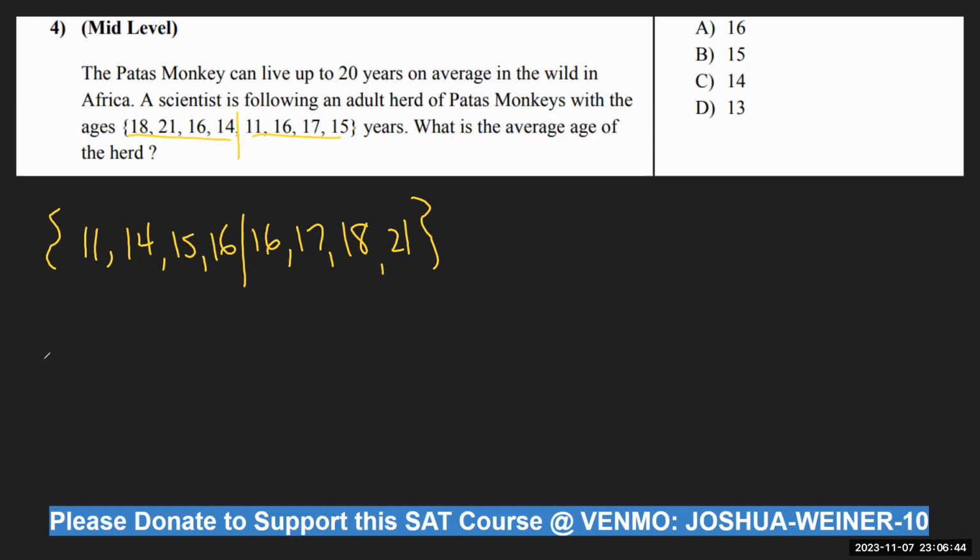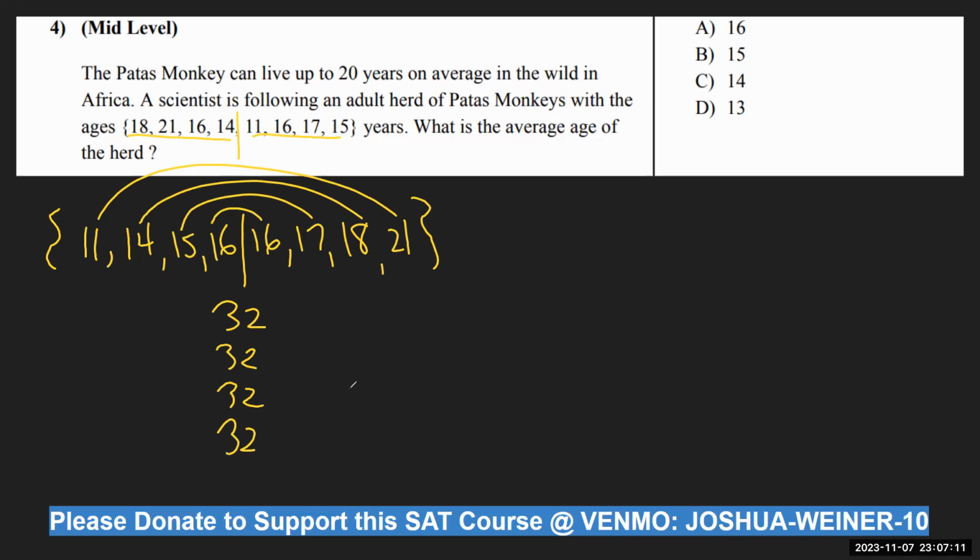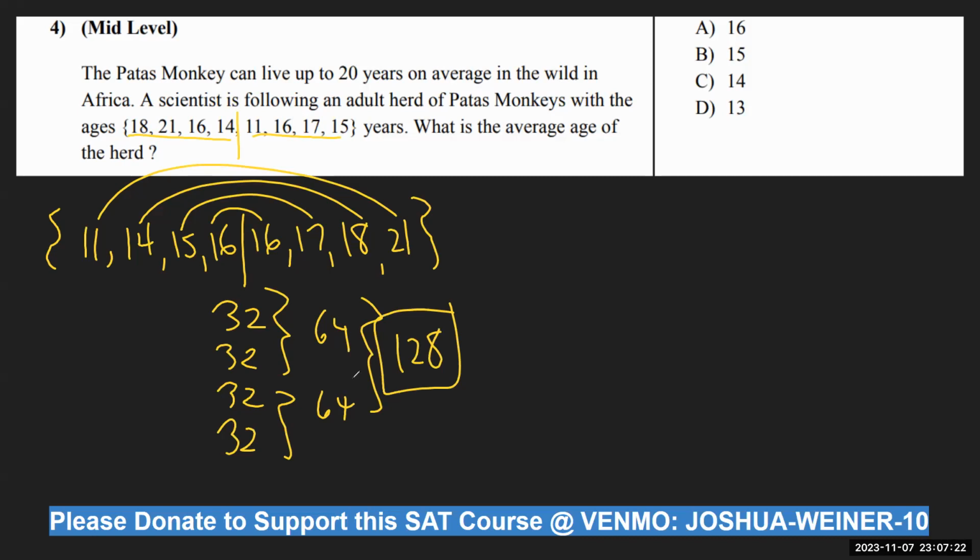Okay, and then the average. What's the average age of the herd that they're tracking? Well, you have to add the numbers and then divide by 8. There are 8 monkeys that we're tracking. But look, 16 and 16, that's 32. 15 and 17, the younger one and the older one, add up to 32. 18 and 14, amazing, that adds up to 32. And then 21 and 11 make 32. So you can add it up any way you want. 32 plus 32 is 64. 32 plus 32 is 64. 64 plus 64 is 128 years of life among this herd of monkeys.